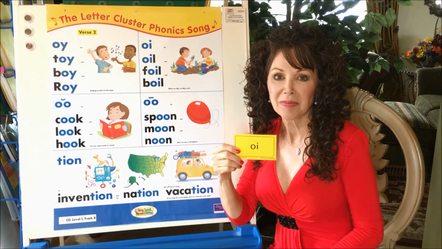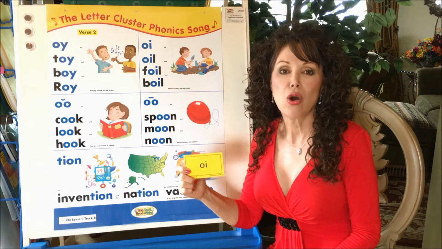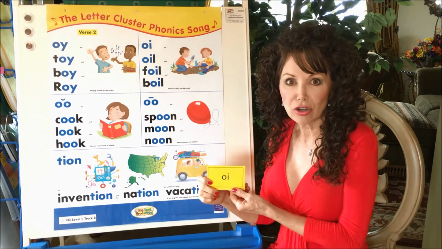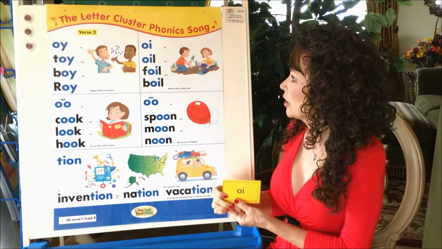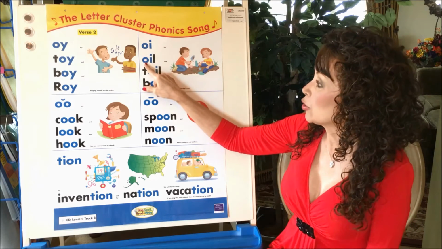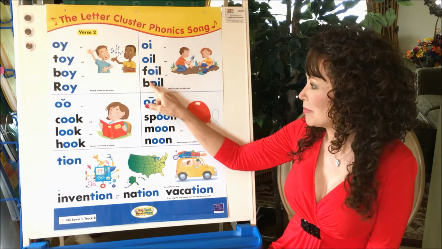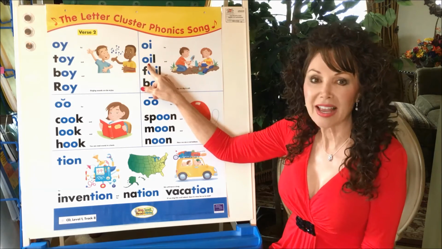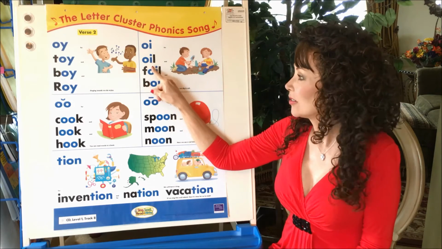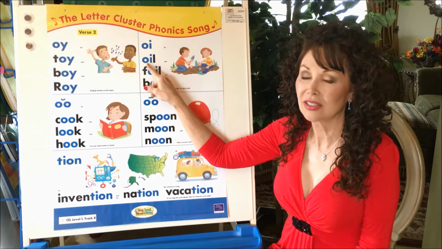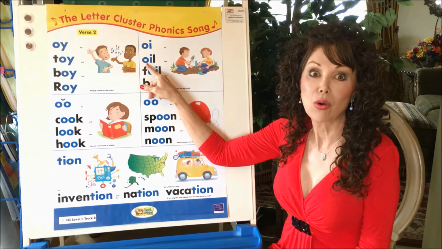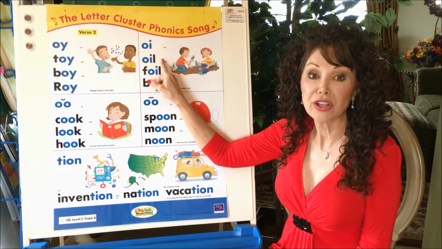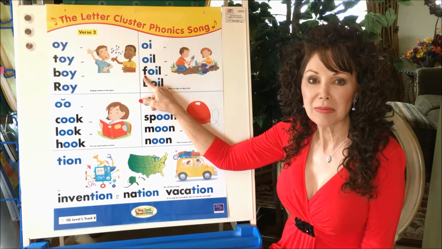What sound? Yes, that's right. Oi that we may not use at the end of English words. So let's make sure that it is not at the end of a word. Let's see. That means it could be at the beginning, couldn't it? Or it might be in the middle. Oi for what sound? Oi. What sound? O. Say it fast. Oil. Yes, oil.